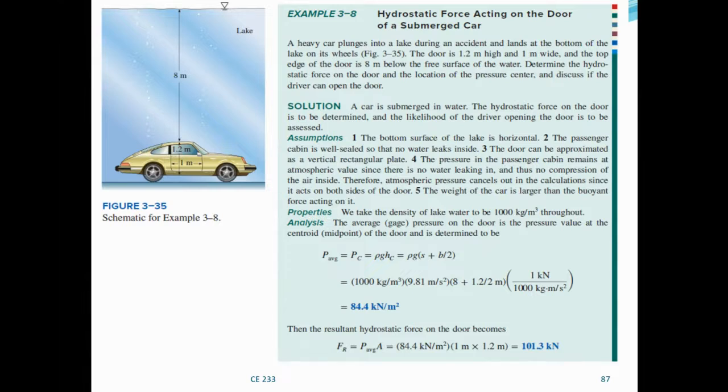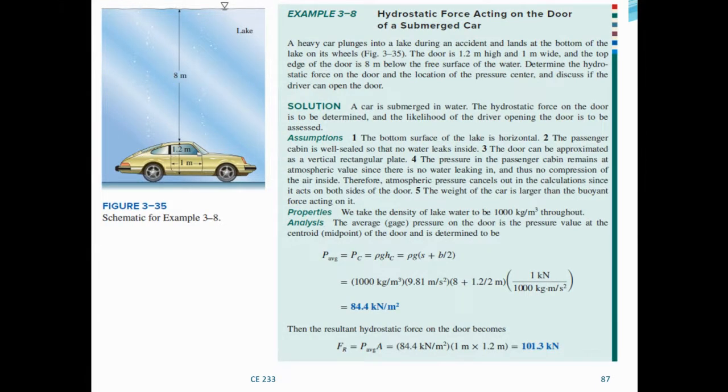Of course, water pressure will be acting on the door. So what is the hydrostatic force acting on the door and the location of the center of pressure? And discuss if the driver can open the door. You know, the hydrostatic force will be pressing on the door. So will the driver inside the car, under water, be able to open the door? That is against the hydrostatic pressure force. Okay, this we will analyze. Okay, so now we have a car in water, completely submerged. Okay, and we are to determine the hydrostatic force and the likelihood of the driver opening the door.